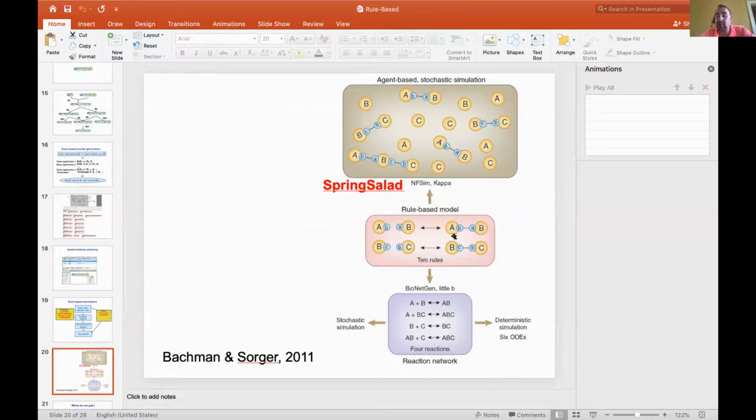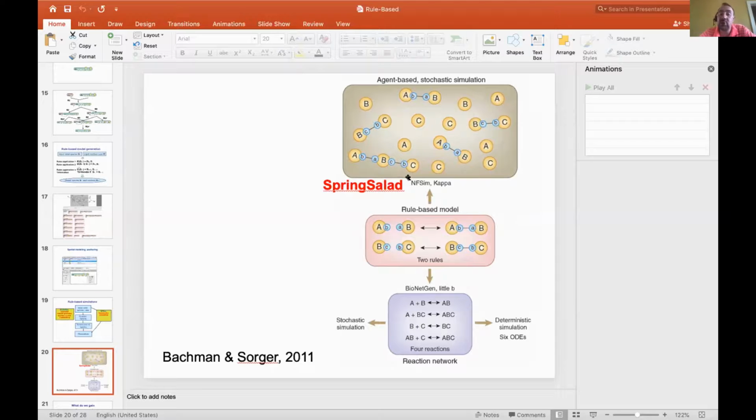In the middle there is a declaration that A and B, if two sides are free, can bind and form a bond. And then B and C, there is a C side and B side, and if these sides are free, they can bind and form bonds. In BioNetGen, you use these two rules to generate all the different interactions, A plus B, A plus BC, B plus C, and so on.